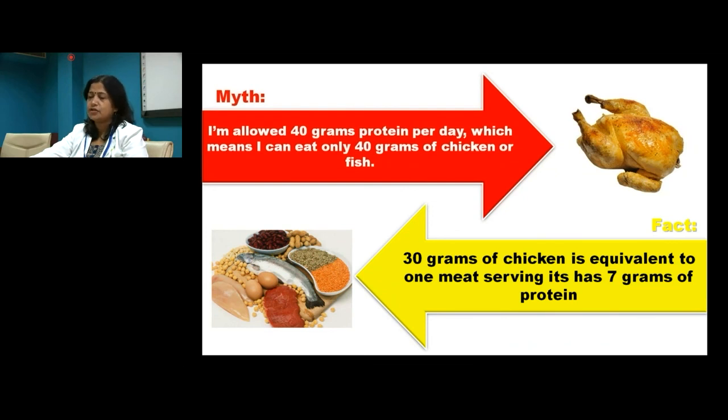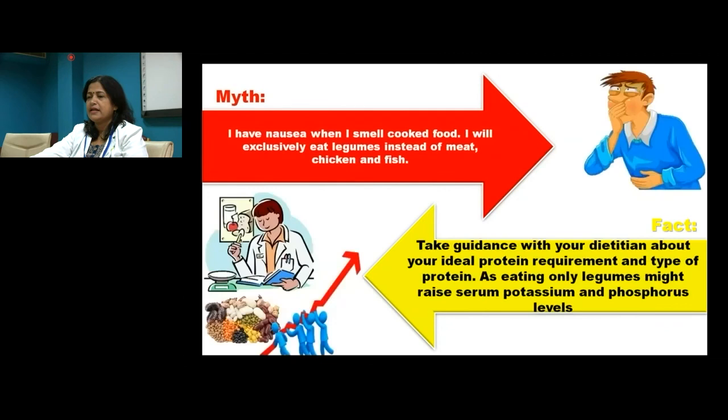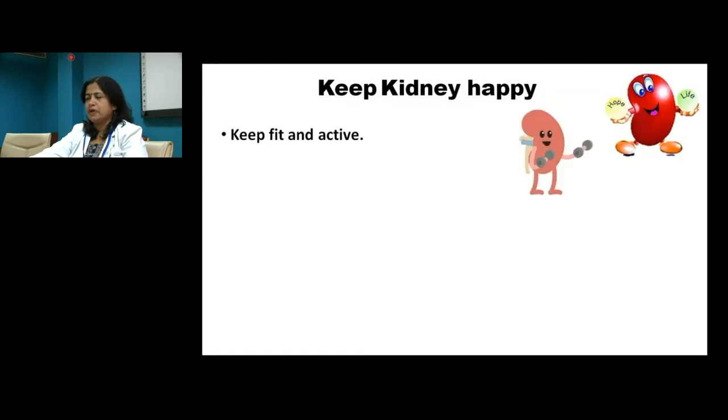Keep in mind that this is not the proper way to take your diet, especially if you are suffering from kidney problems. Another myth: I have nausea, and when I smell cooked food, I'll eat only legumes instead of meat, chicken and fish. Take guidance from your dietitian about this, because your ideal protein requirement and type of protein matter, as eating only legumes might raise serum potassium and phosphorus levels.